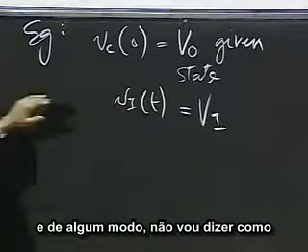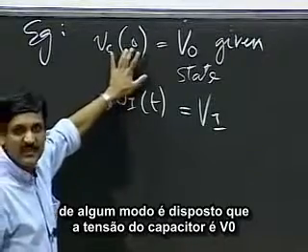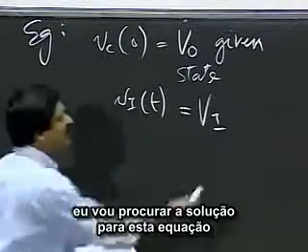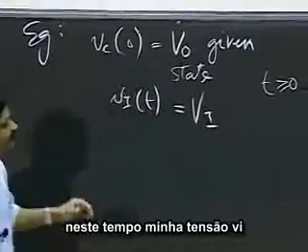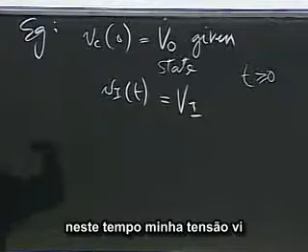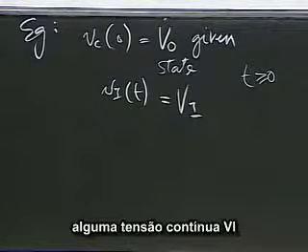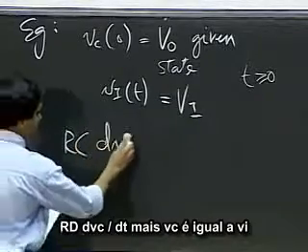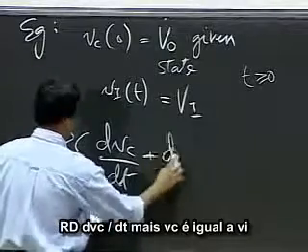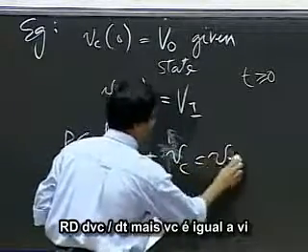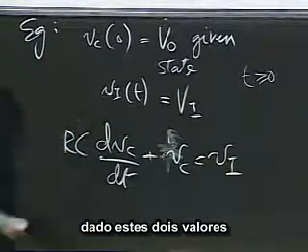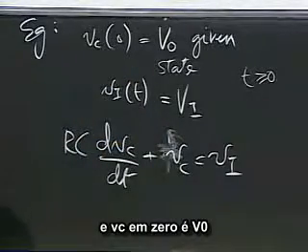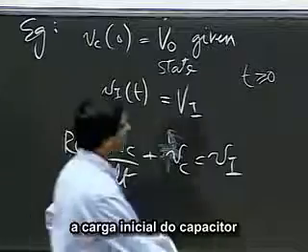And somehow, I'm not telling you how, but somehow I've arranged to have the capacitor voltage be V0 at time t equals 0. Okay, now I'm going to look for the solution to this for times t greater than or equal to 0. And in that time, my voltage VI is at some capital VI, some DC voltage VI. Okay? So I'm going to solve the differential equation RC dVC/dt plus VC equals VI. Okay, given these two values. Input is DC voltage VI, and VC(0) is V0, the initial charge in the capacitor.